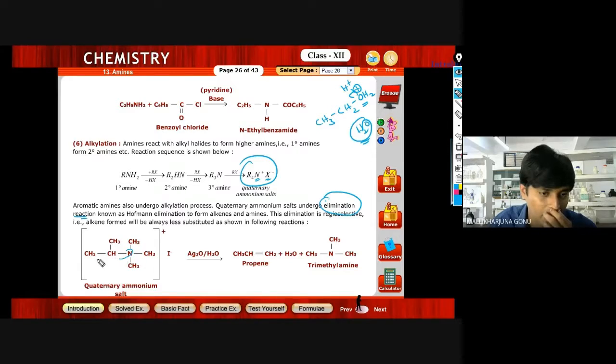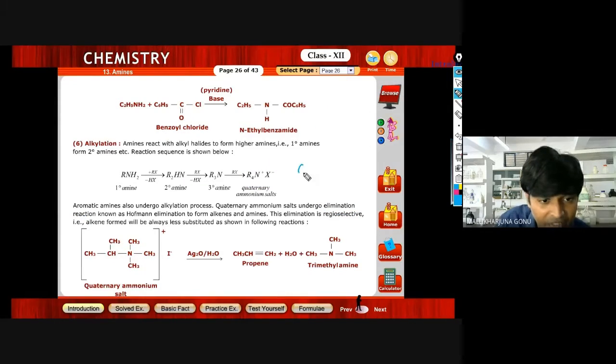Methyl propylamine, ethanamine, 1-methyl ethanamine, or N,N,N-triethyl-2-propanamine. Like that you can also name this one. So basically this is a quaternary ammonium salt. For example, if I am having CH3 CH CH3 NH2, at the second carbon I am having NH2.